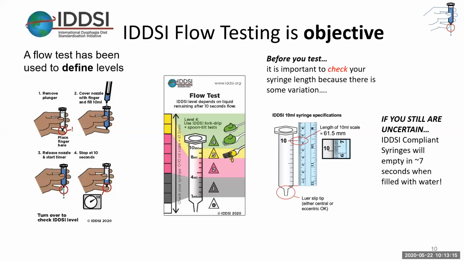Under the IDDSI system, if you're trying to make a level 4 liquid, it is not necessary to run a flow test because it simply doesn't flow, and it can be very challenging to even load a liquid that thick into the syringe. But on occasion, when trying to make a level 3 drink, you may find that it has been over thickened and you will get that 10 milliliter result.